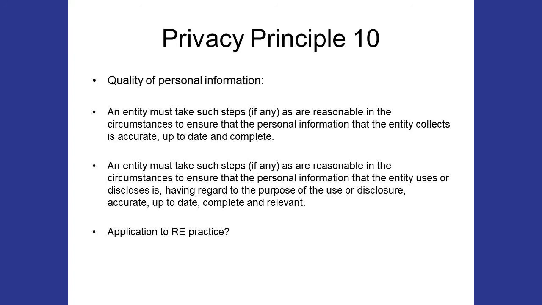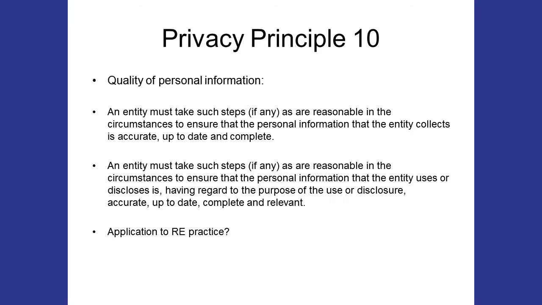Privacy Principle 10, quality of personal information. An entity must take such steps, if any, as are reasonable in the circumstances to ensure that the personal information that the entity collects is accurate, up to date and complete. So you have to make sure that it's current, up to date and complete, having regard for the purpose of the use or disclosure of the information.